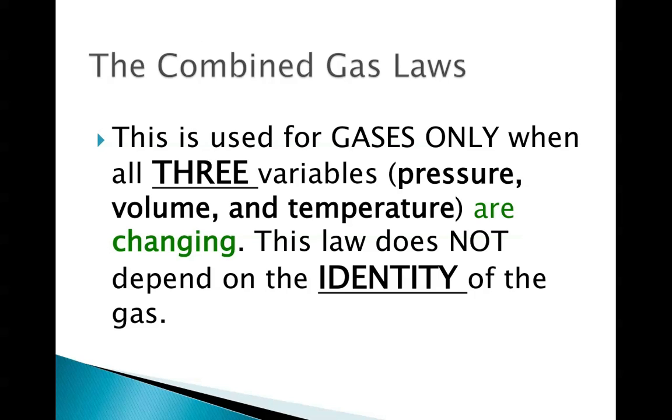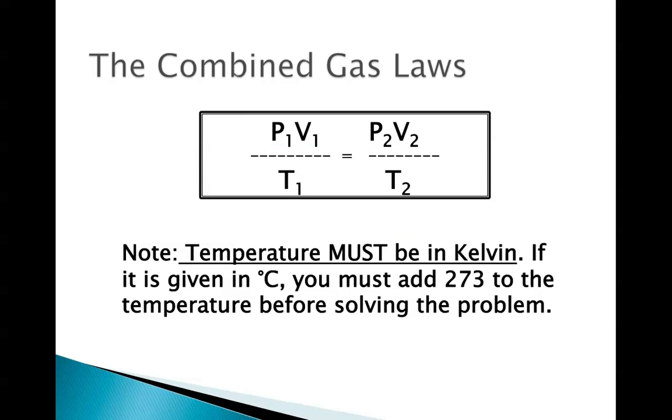Now, the combined gas law, this is used for gases only when all 3 variables, pressure, volume, temperature, are changing. This does not depend on the identity of the gas, so it doesn't matter what the formula of the gas is. We're just concerned with the pressure, volume, and temperature. So this formula, we're going to use it in its entirety when all 3 variables are changing.